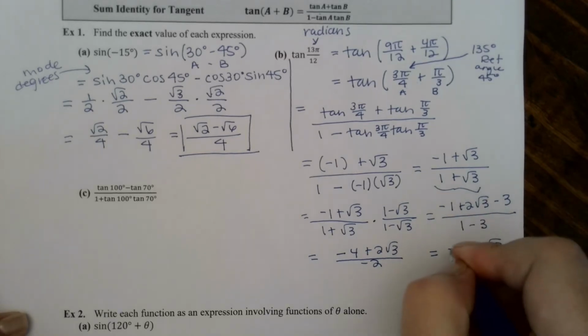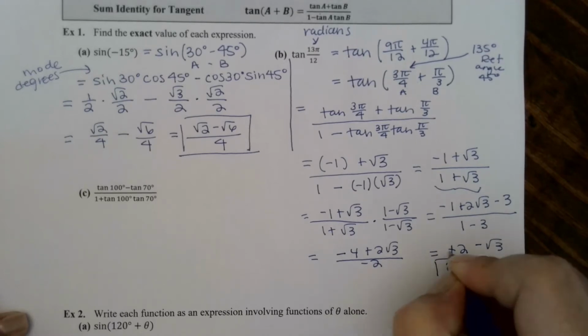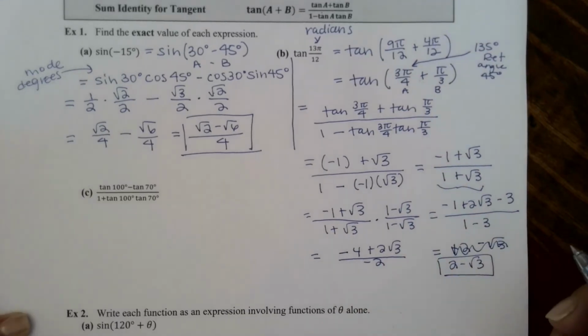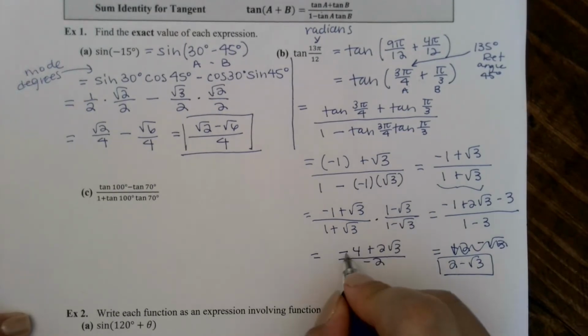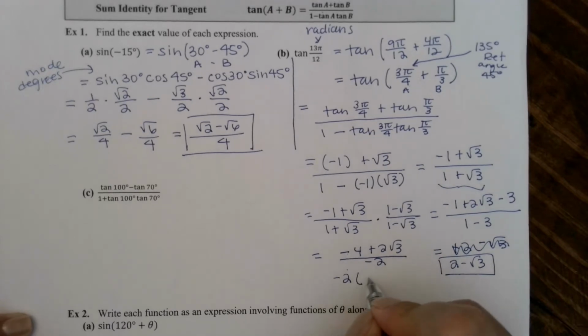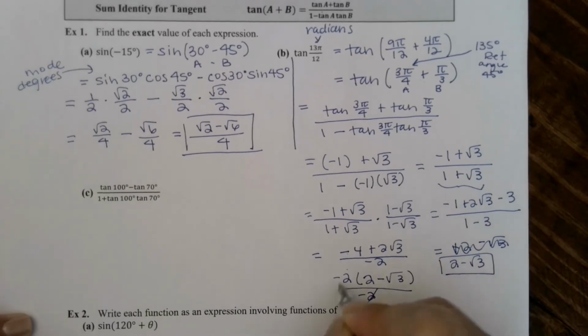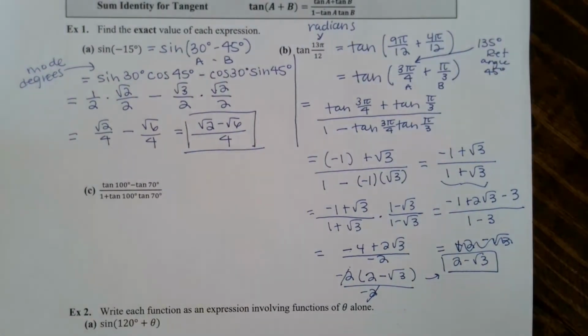Not negative, positive. 2 minus square root of 3. Okay, because if I pulled a negative 2 out on top and bottom, so I have negative 2 times 2 minus square root of 3 over negative 2, then I would be left with 2 minus square root of 3.